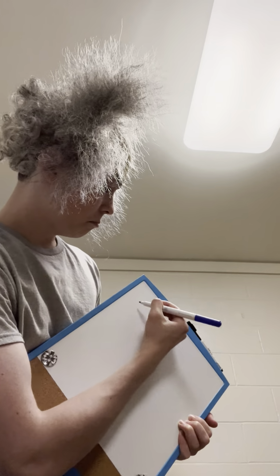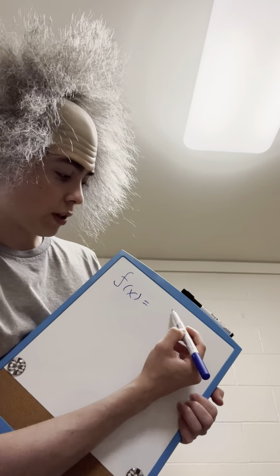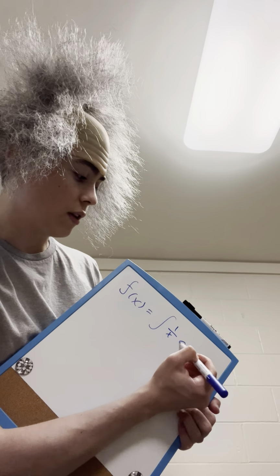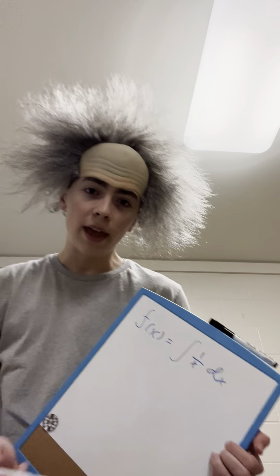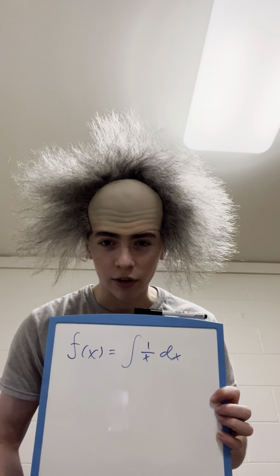So I'm going to define a function. Let's say f of x is equal to the integral of 1 over x dx, and this is going to be an unbounded integral. So this function is simply the antiderivative of another function. But this is a tricky function.